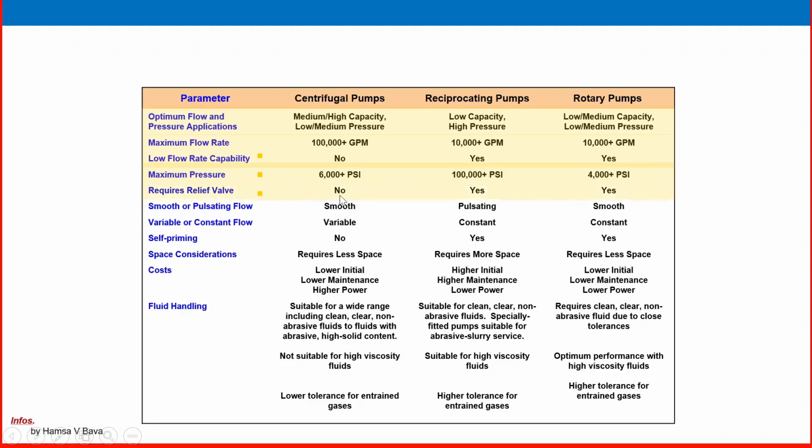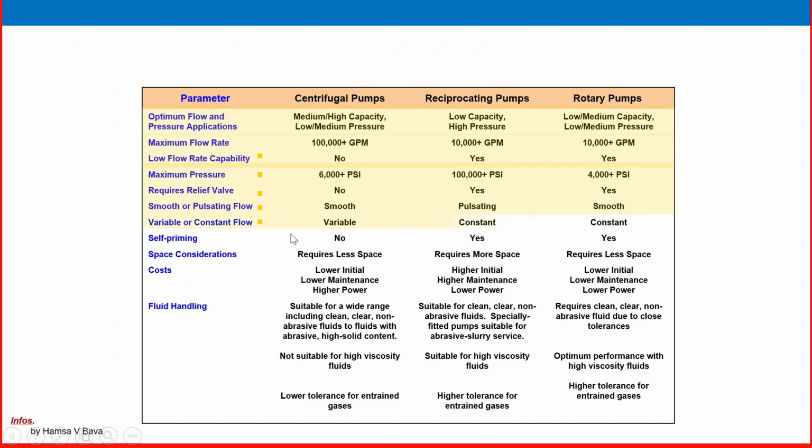Relief valve required: in centrifugal pump, not required. In both rotary and reciprocating pumps, yes, a relief valve is a must. The reason we will explain in a coming slide. Smooth and pulsating flow: of course, centrifugal pump has smooth flow, but reciprocating pump has pulsating flow. We provide some additional equipment, a pulsation dampener. And rotary pump has smooth flow.